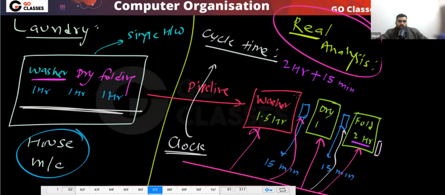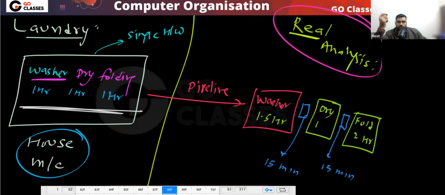Every stage should be able to complete its work. This is important. And putting this information in this interstage buffer is also the responsibility of this stage, of this hardware. So whatever your cycle time is, it should be such that every stage is completing its work. So this should be your cycle time. This is the real analysis.